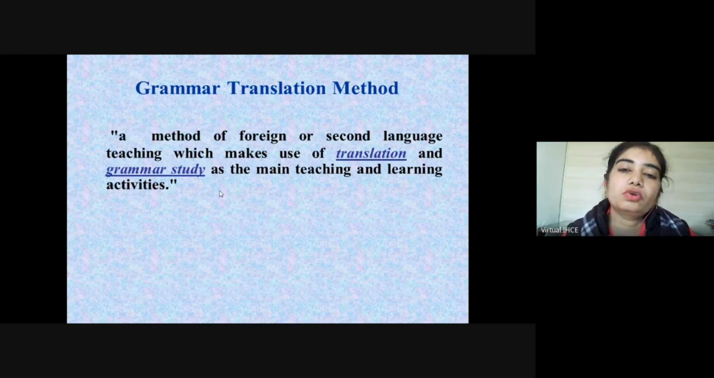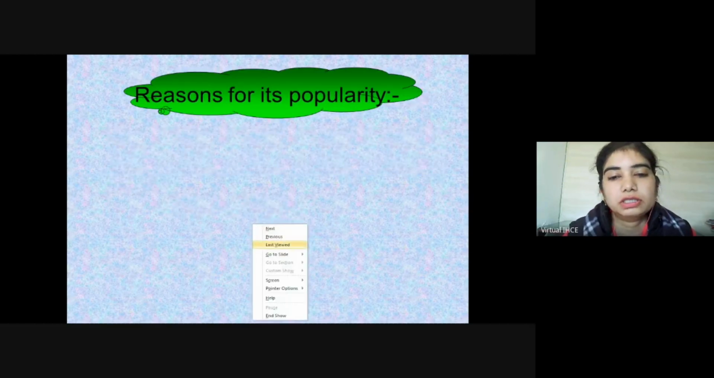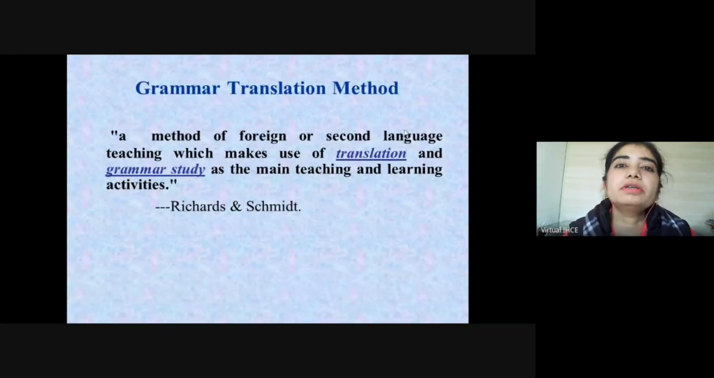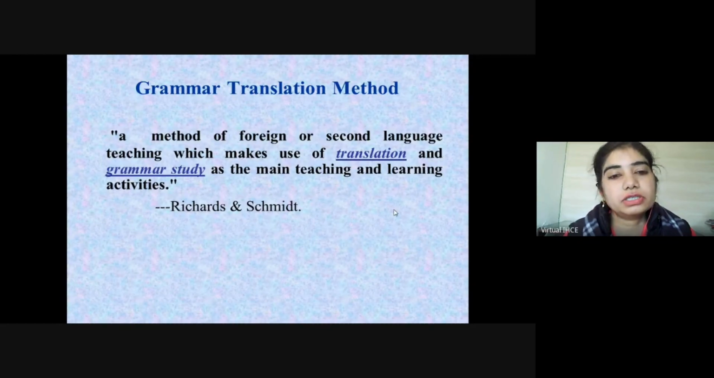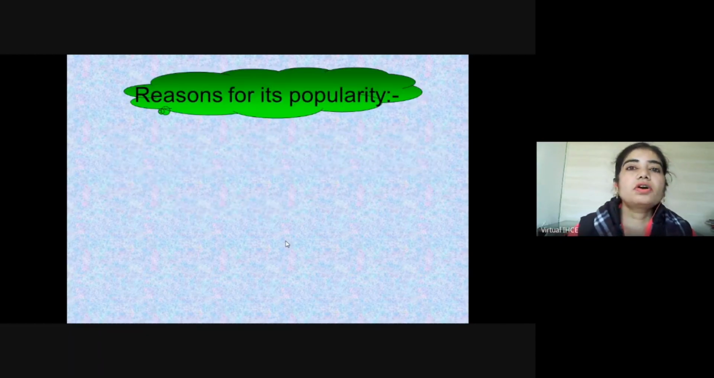So these two things are followed for studying a subject, that is which subject? English language, as the main teaching and learning activities. This is given by Richards and Schmidt. So you have to learn this definition of grammar translation method: a method of foreign or second language teaching which makes use of translation and grammar study as the main teaching and learning activities.